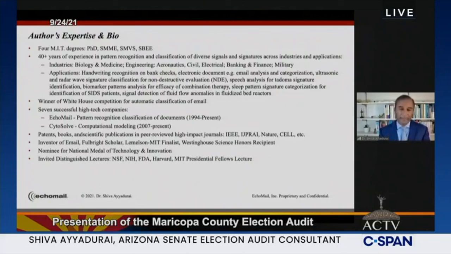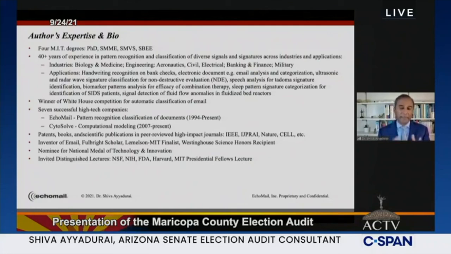But beyond that, my focus for 40 plus years has been in this field of pattern recognition and classification in biology and medicine, engineering, aeronautics, civil, electrical, banking and finance, military, across a range of areas: handwriting recognition on bank checks, email analysis. In fact, as a graduate student, I was the only graduate student asked to participate. I won the White House competition for automatically categorizing the White House's email.